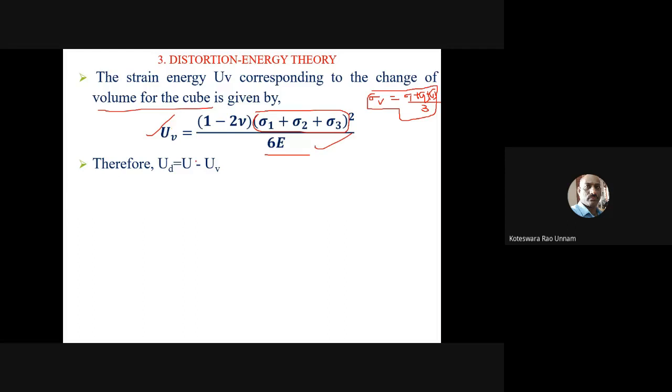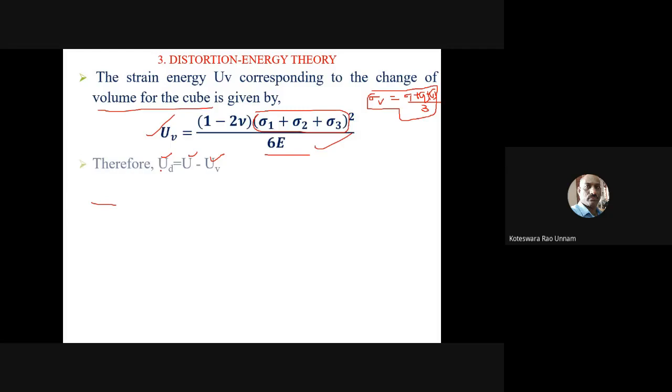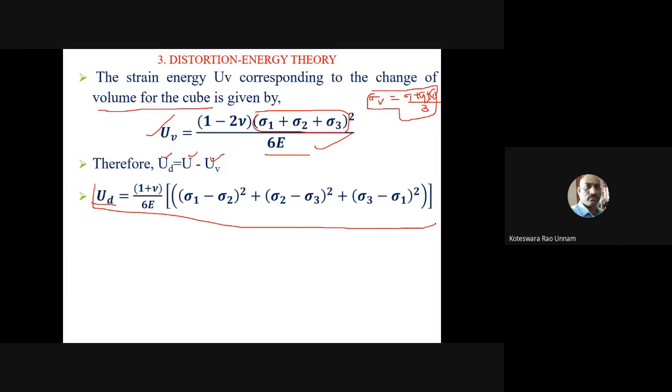So now I have an expression for U and an expression for UV. I'll subtract UV from U to get the expression for UD. That's what I did here. If I substitute into this expression, this is U and this is UV, and if I subtract and simplify, this is the total distortion strain energy per unit volume in the case of a triaxial state of stress. So now I have an expression for distortion strain energy per unit volume in the case of a triaxial state of stress.